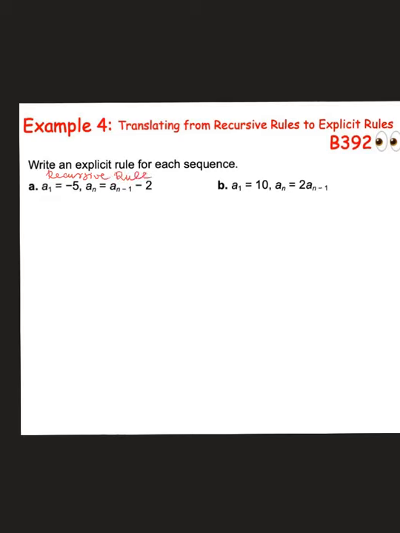And this is an arithmetic sequence since it has a common difference. So it's an arithmetic sequence. So the common difference is going to be negative 2. And I also know that the first term is negative 5.